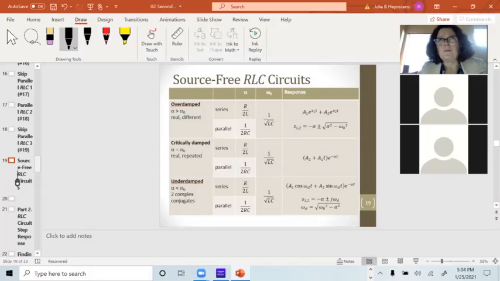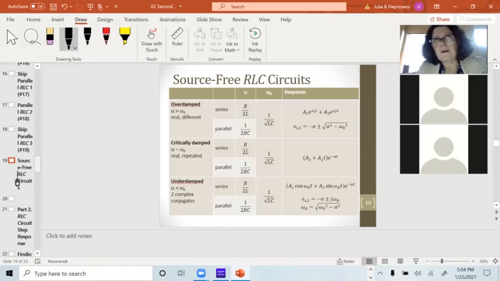The next problem is given alpha and omega naught, or R's, L's, and C's, and you're told it is underdamped, critically damped, or overdamped. You're told which one of those. Tell me what the form of the solution is. Solve for A1 and A2. That might be a good problem.